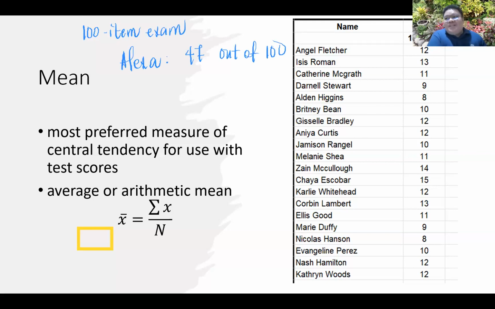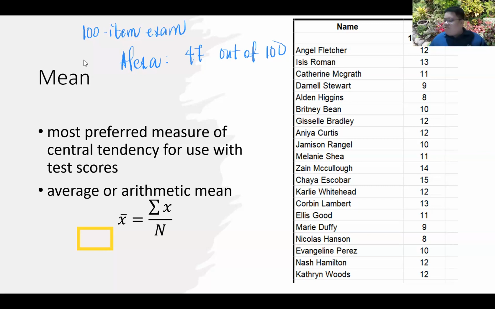Tingnan nyo lang yung score na 47 out of 100. Nakakatuwang score ba yan or malungkot? Sige na, in general. Responses please. Pag sinabi kong 47 out of 100, sad daw, sad. Okay, sad score. Okay, mababa, di ba?